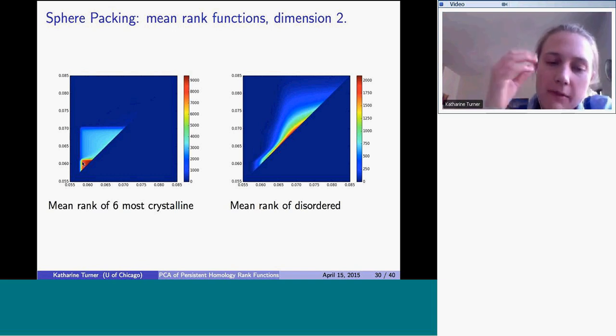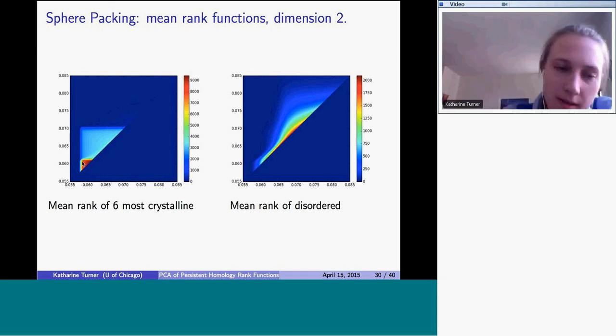Look at the mean rank function of the most crystalline. It's got an interesting structure. I'll talk about it a little bit. So you can see that there's this very red section here, which means a very high value. There's a very high value here, and these points that happen at a corner near the bottom correspond to the points being on a tetrahedron. So 4 points on a tetrahedron.